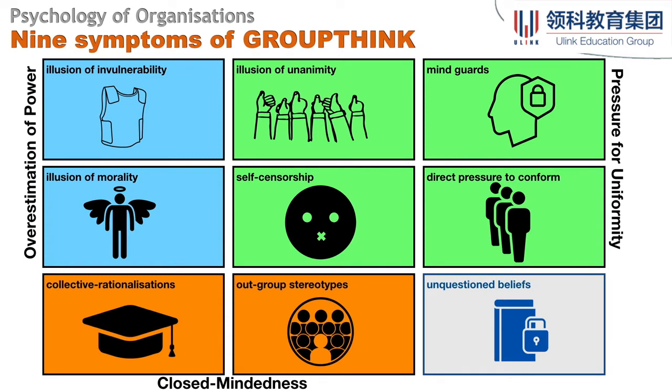And there are 9 or 8, originally there were 8 symptoms of groupthink, and then there's a 9th one added later on, I believe. The main 8 could be categorized in 3 ways. There's an overestimation of how powerful you are. There is the pressure to conform or to be uniform with the rest of your group. And there's this closed-minded refusal to accept certain ideas. So again, overestimation of power, closed-mindedness, and pressure for uniformity. And those could be broken down even further.